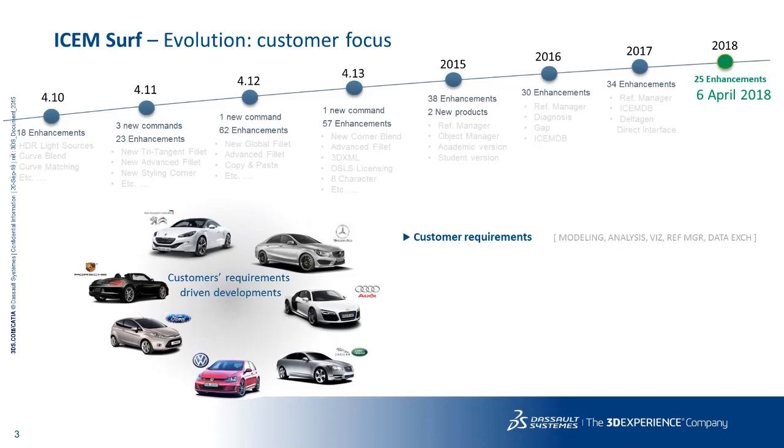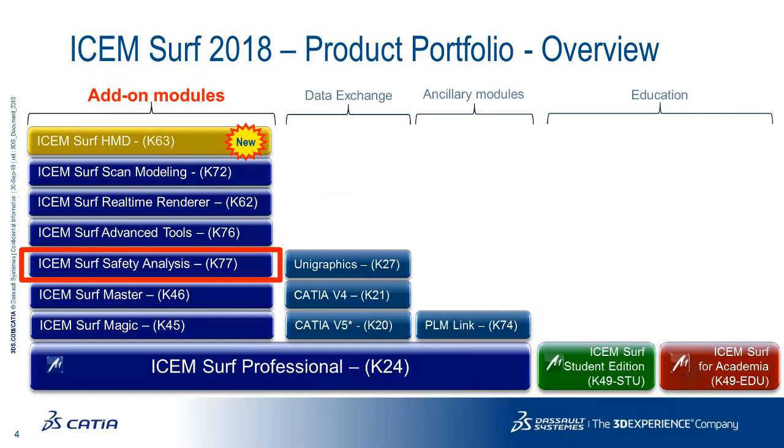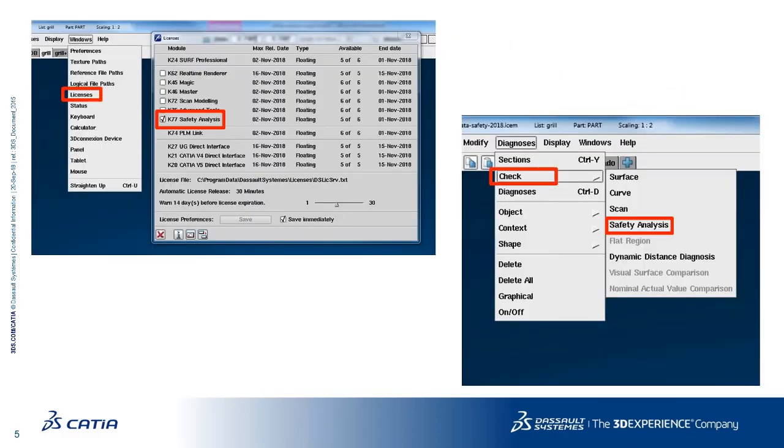ICEM Surf, as you know, has been around for a while, and the most recent releases have included major enhancements to safety analysis. So if you weren't aware, I hope you'll find them very interesting and useful. Safety analysis is an optional module to ICEM Surf. It's called K77. You can see it here on my screen. To activate your license, you go to the Windows licensing menu, and you can activate it here in the licensing K77 with just a tick. Then when you're in ICEM Surf, it's under the diagnosis menu under check safety analysis.